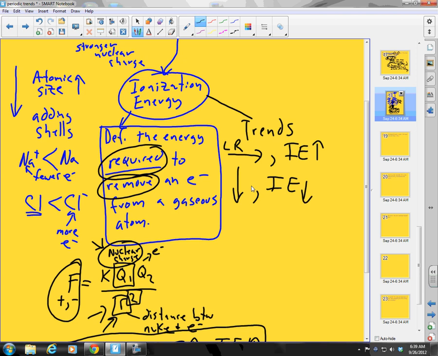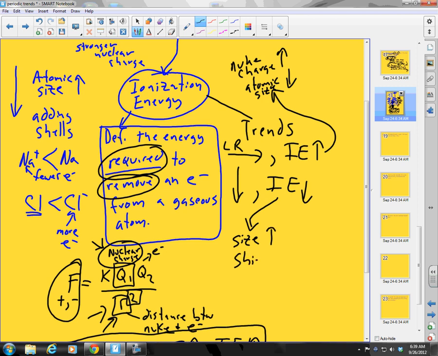Okay, oops, we maybe should have said why. Let's say why here. Why, as I go from left to right, does my ionization increase? Because my effective nuclear charge increases, and my atomic size decreases. Good. Why does my ionization energy decrease as I go down a group? Because my size increases. And we can add one other thing, the amount of shielding increases. Both of those make it easier to remove an electron.